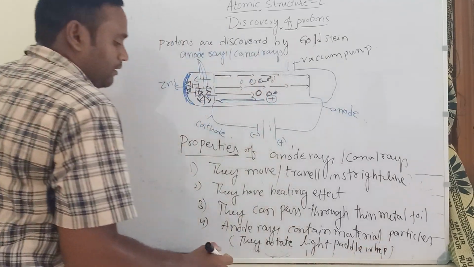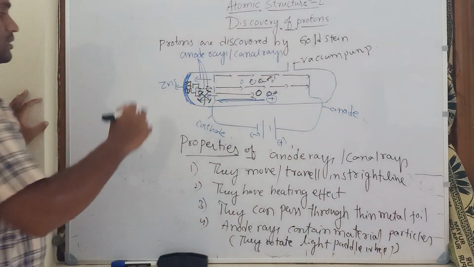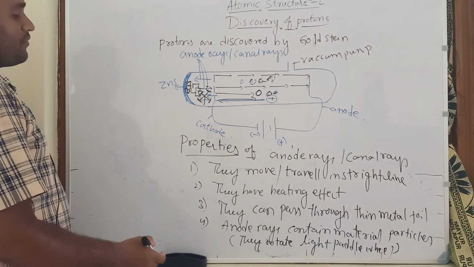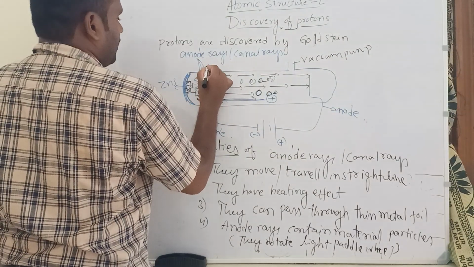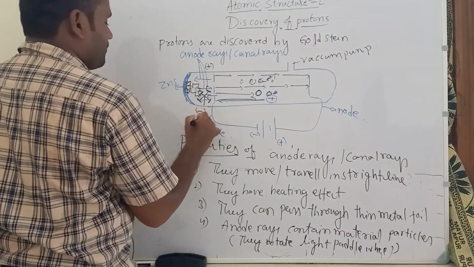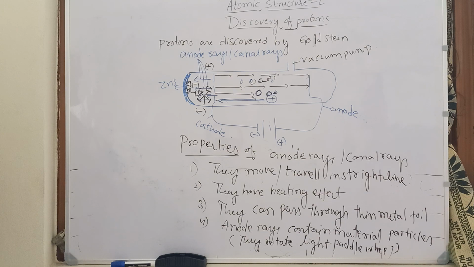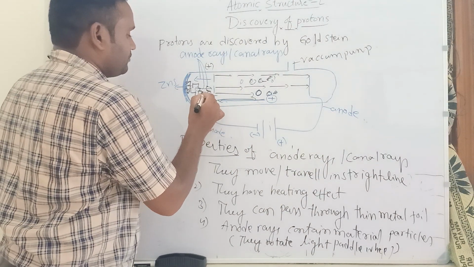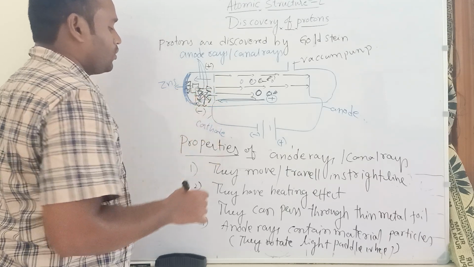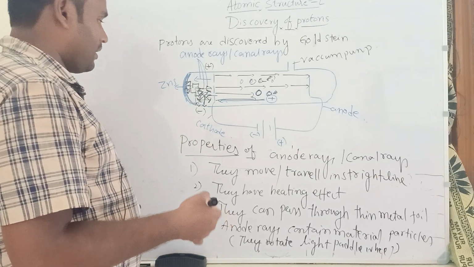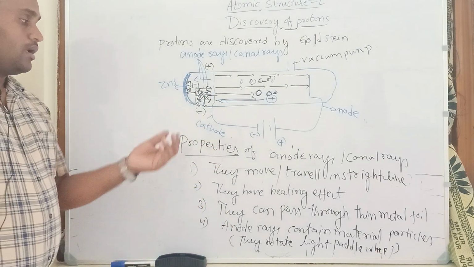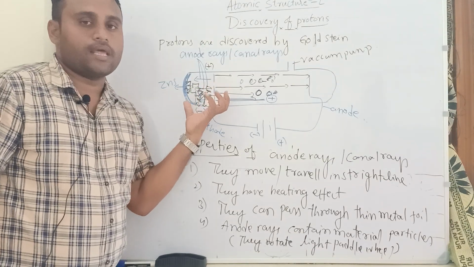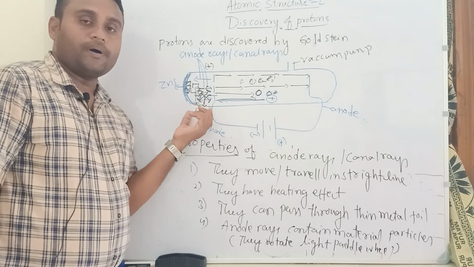They rotate a light paddle wheel which we place in the path of these anode rays. And in the presence of an external electric field, anode rays are deflected towards the negative pole. Hence it proves that these anode rays or canal rays have a positive charge.